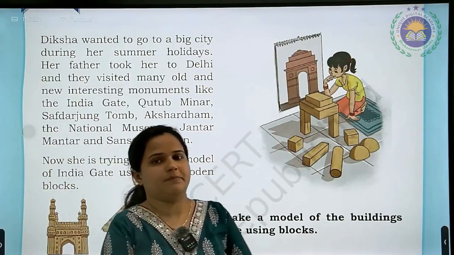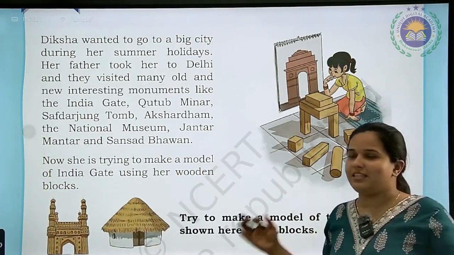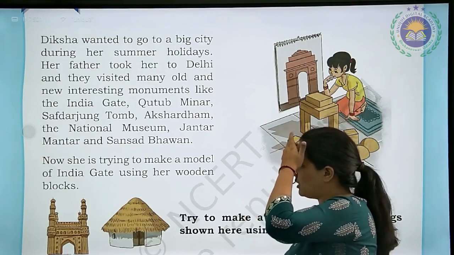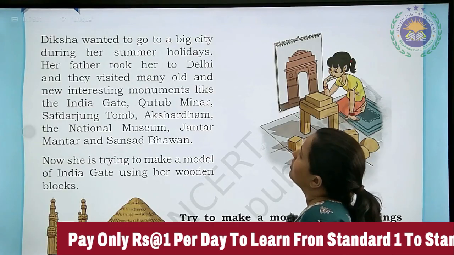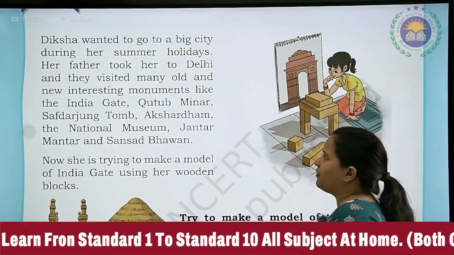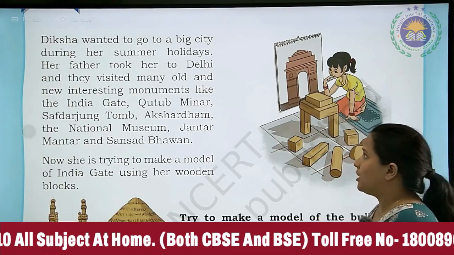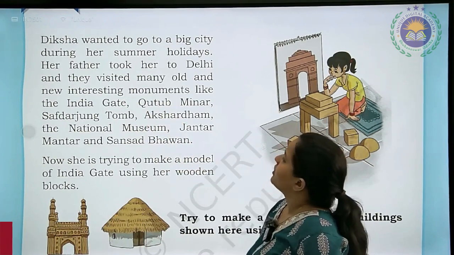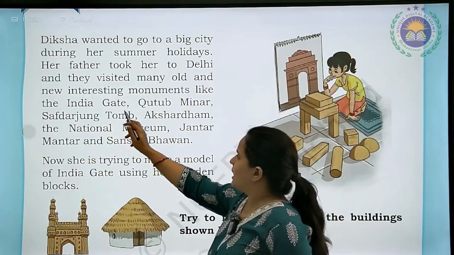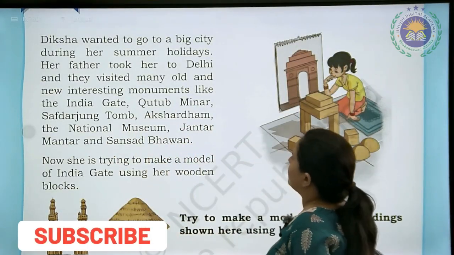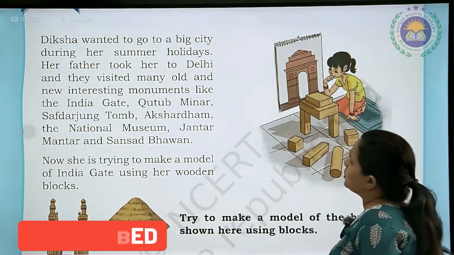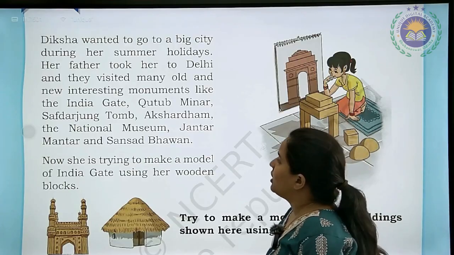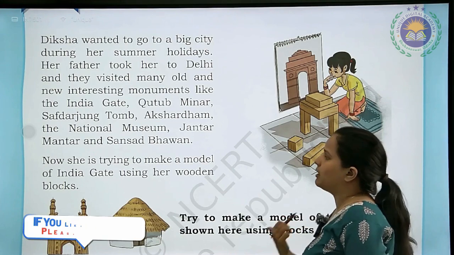Diksha wanted to go to a big city. Diksha was a girl who wanted to visit a big city. The summer vacation is running now, right? So this is why she wanted to go somewhere else, like a big city. Her father took her to Delhi, and they visited many old and new interesting monuments like India Gate, Qutub Minar, Safdarjung Tomb, Akshardham, the National Museum, Jantar Mantar and Sansad Bhavan. So these are old monuments, and they are very interesting. This is why they went to visit there in the summer vacation.